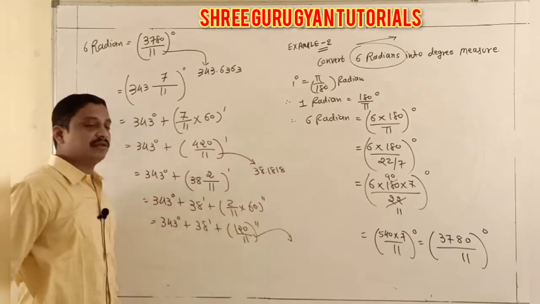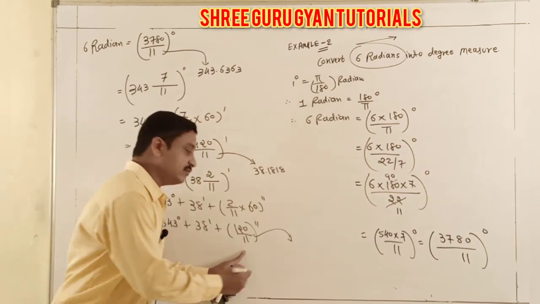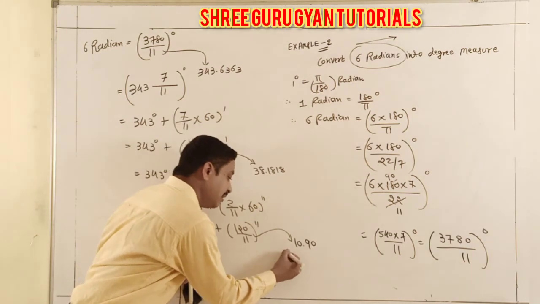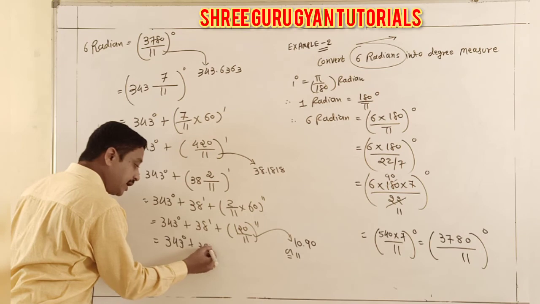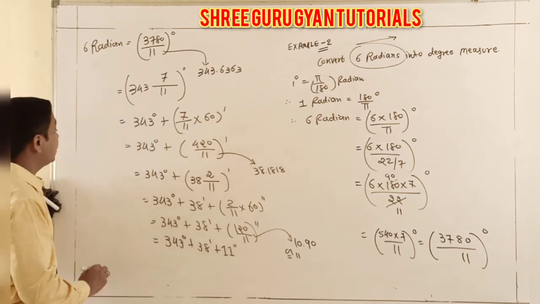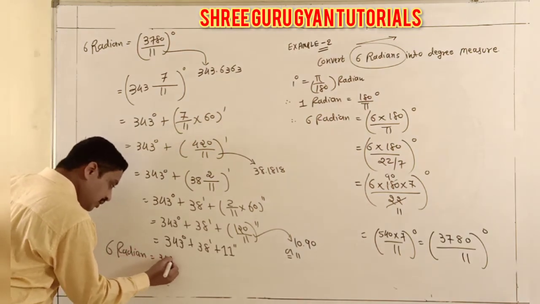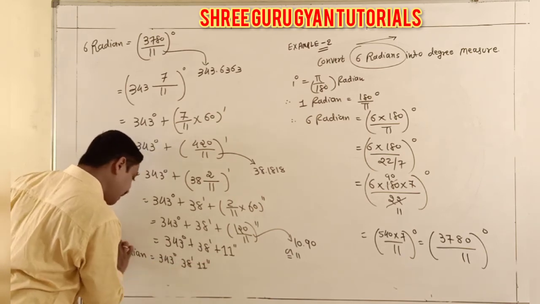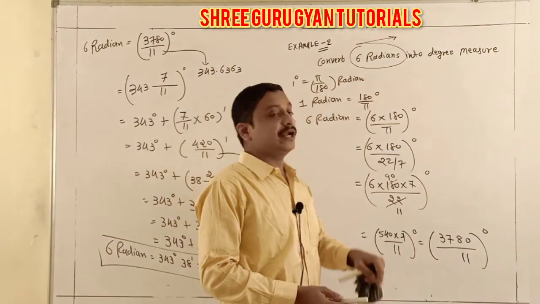And this also you calculate using the calculator. So students, the division value is 10.90. Approximately it is 11. So I just write down here 343 degree, 38 minute and 11 second. Finally 6 radian is done: 343 degree, 38 minute and 11 second. This is converting radian into our degree measure.